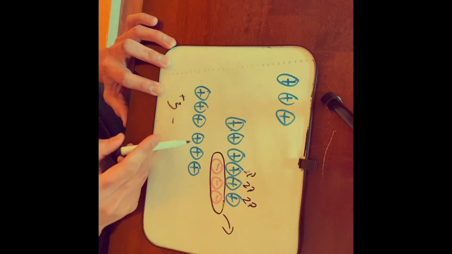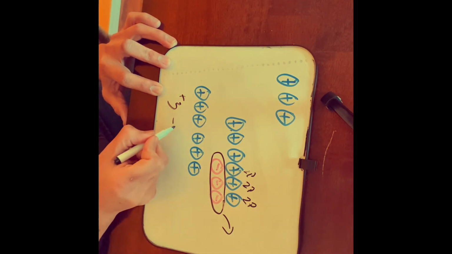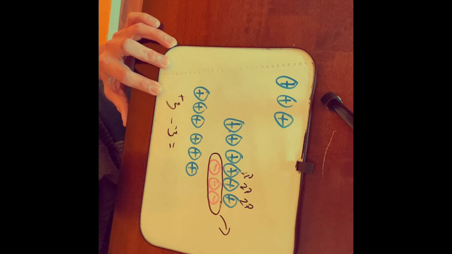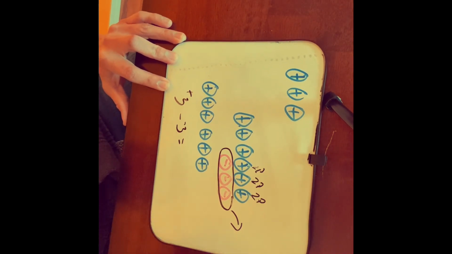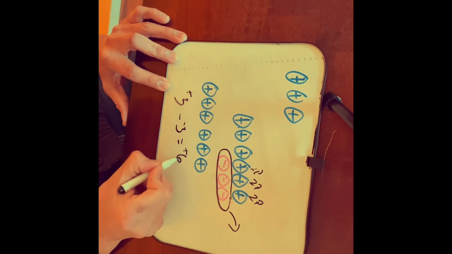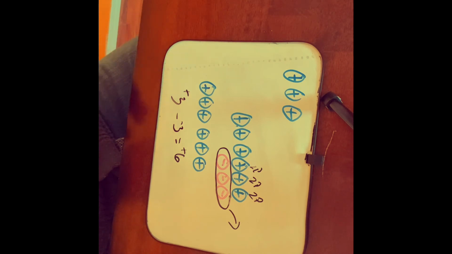+1, 2, 3, 4, 5, 6. So our subtraction would be -3. So if you have +3, subtract -3, you wind up with a +6, right?